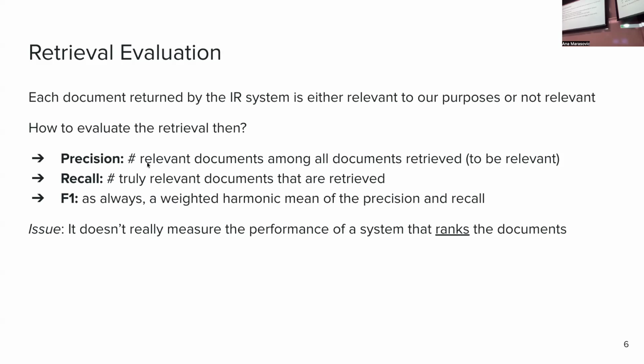But since I didn't retrieve 2 out of 3 documents, my recall would be really poor here, only 33%. So we will, as always, use F1 to combine these 2 important measurements. The issue with this metric is that it doesn't really measure the performance of a system where ranking is important, right? So right now we're just talking about retrieving the top 3 documents, but I'm not really interested in the order in which I give these documents.